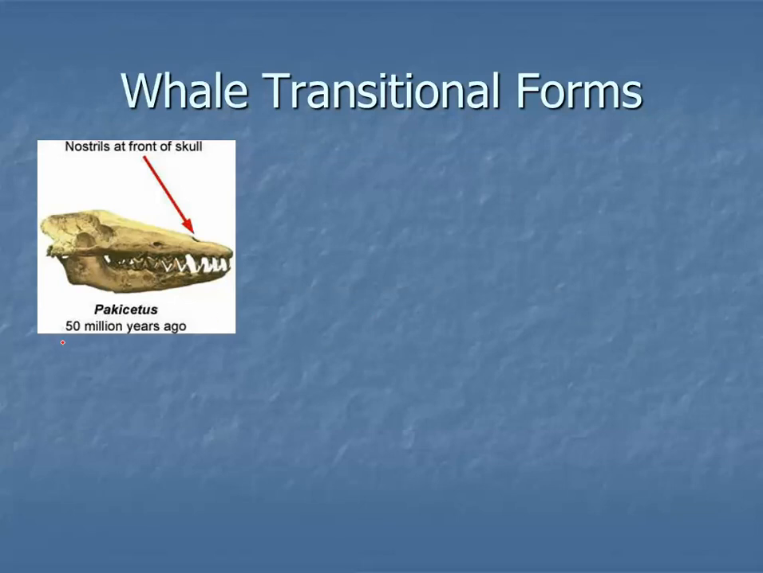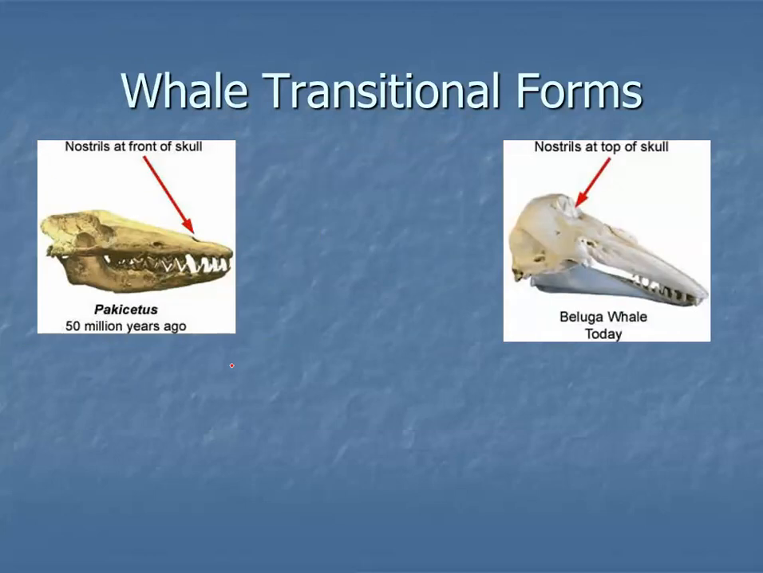Pachycetus was a mammal that lived 50 million years ago, and it was just becoming adapted to aquatic life. Remember in the video it talked about whales evolving from a wolf-like mammal? Well, where are the nostrils on a wolf or in your pet dog? The nostrils are on the tip of the nose. All right, that's how the dog breathes. What if you look at a beluga whale? Where are its nostrils? Its nostrils are on top of its head. That's an adaptation of whales and dolphins for their nostril to be on top of their head. We call it the blowhole.